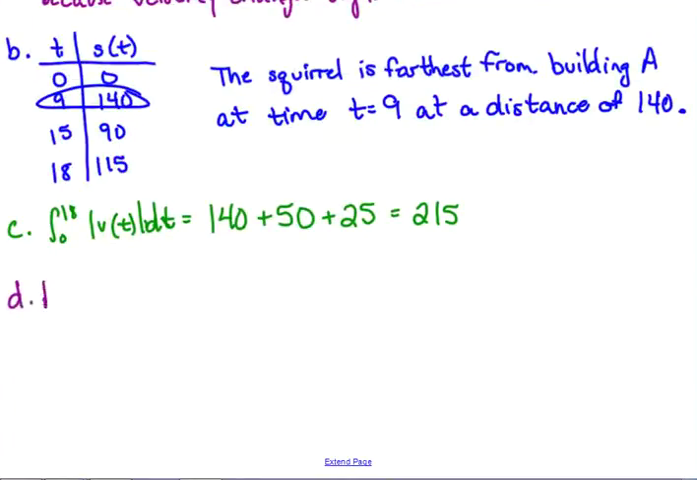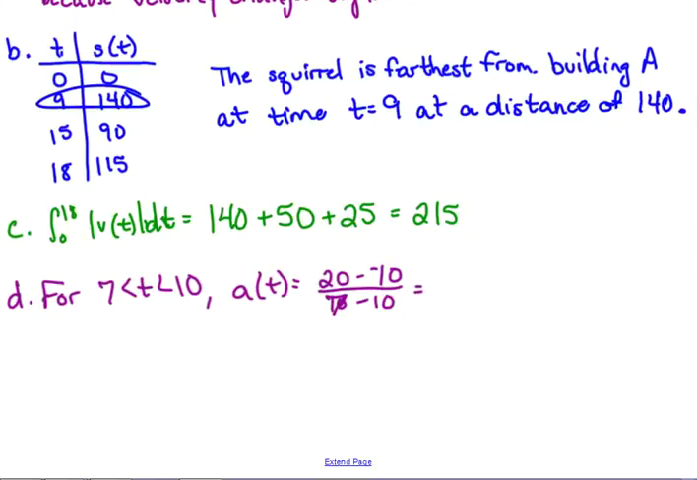So they label it like this, for 7 is less than t, which is less than 10. A of t is equal to y minus y over x minus x. Whoops, 7 minus 10. So that's 30 over negative 3, so it's negative 10. His acceleration over that time interval is negative 10.